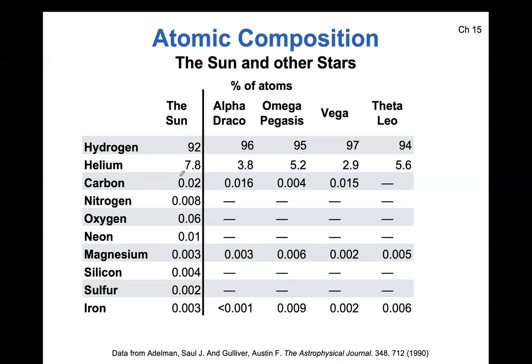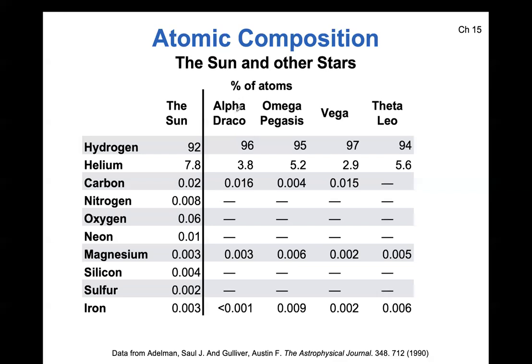In comparison to other stars, how does the sun compare? Well, it's got less hydrogen and more helium than these other nearby or large stars: Alpha Draco, Omega Pegasus, Vega, Theta Leo.